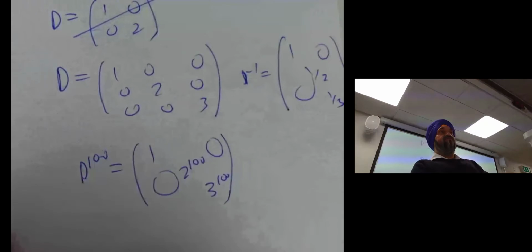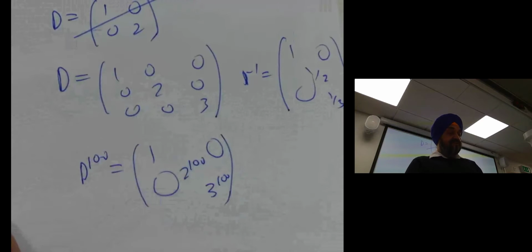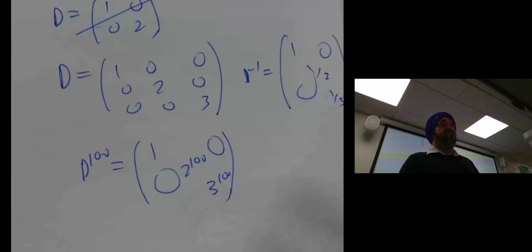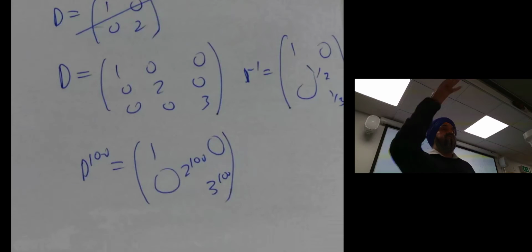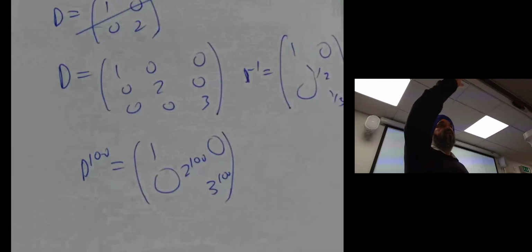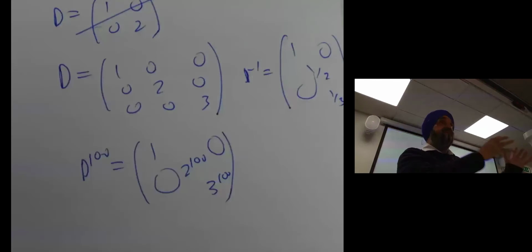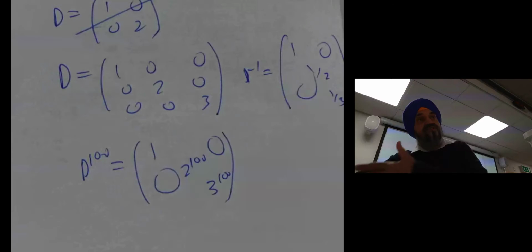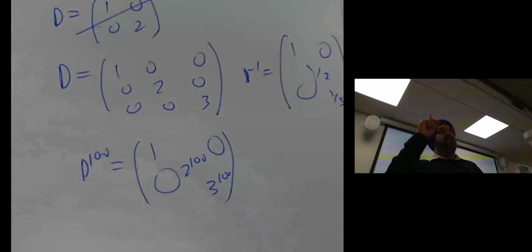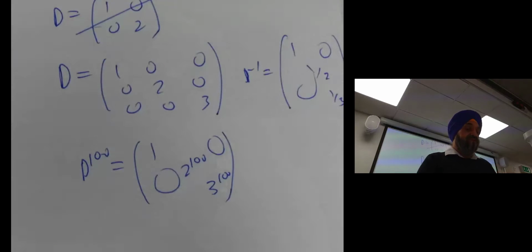Because this one is easy. If I ask you to do D to the 100, it's quite straightforward: 1 to the power 100, 2 to the power 100, whatever the diagonal entries are, raise them to the power 100 or a million, whatever it may be. So you transfer the problem into a diagonal matrix. Diagonal is easy to deal with. To find the inverse is easy, and also to find the powers of a diagonal matrix is easy.